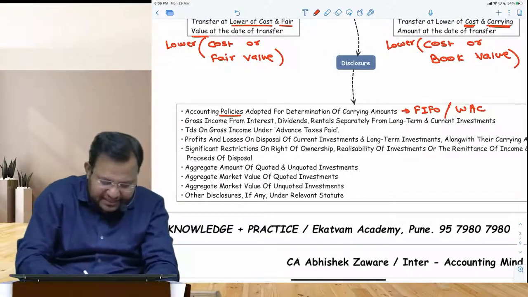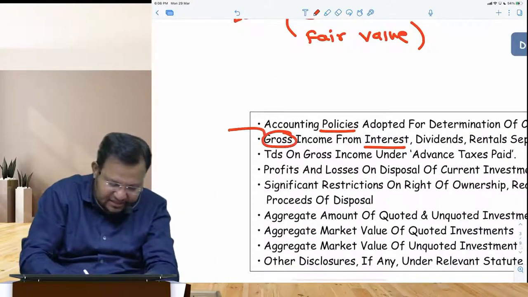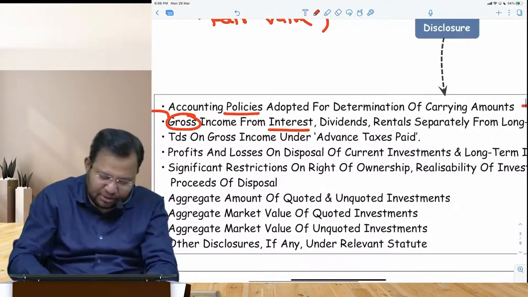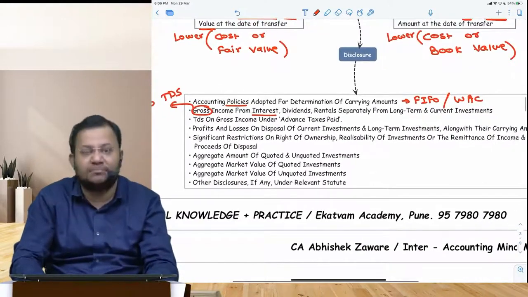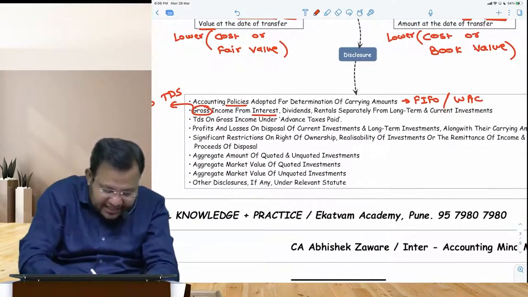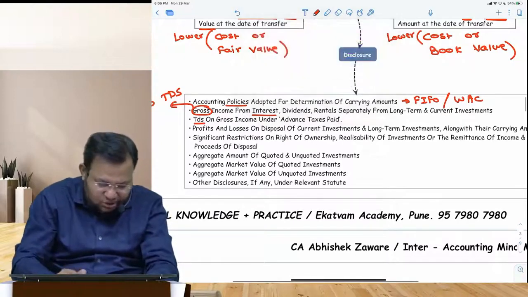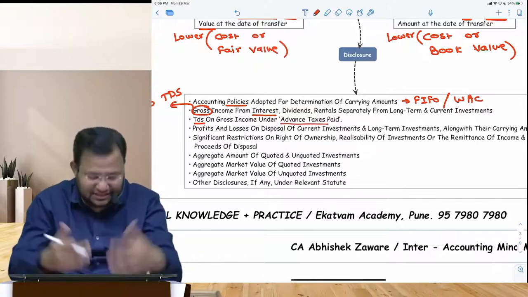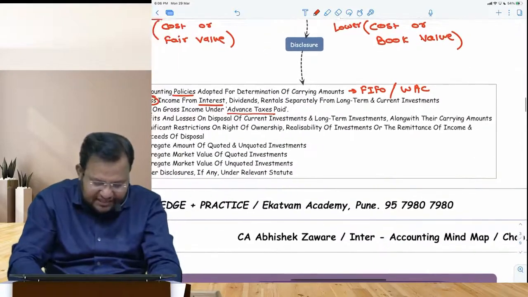Income from interest, but gross income before deducting TDS. Gross is without TDS. Gross amount earned from interest, dividend, rental, separately for long-term and short-term investment. TDS on that gross amount should be shown separately. So, आपको ये disclosures करने पड़ेंगे. TDS should be shown under the head advance tax paid by you. It's taxes paid. Profit or loss on disposal of investment along with their carrying amount.